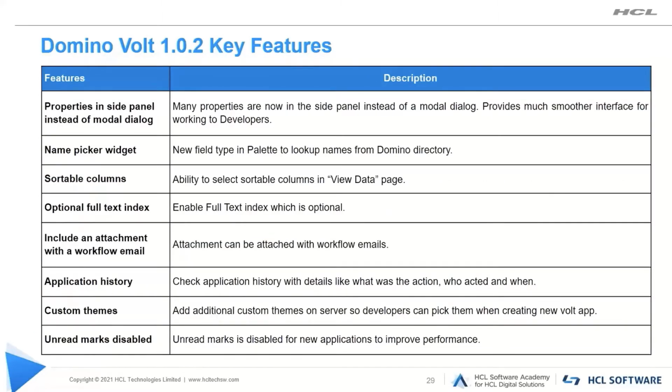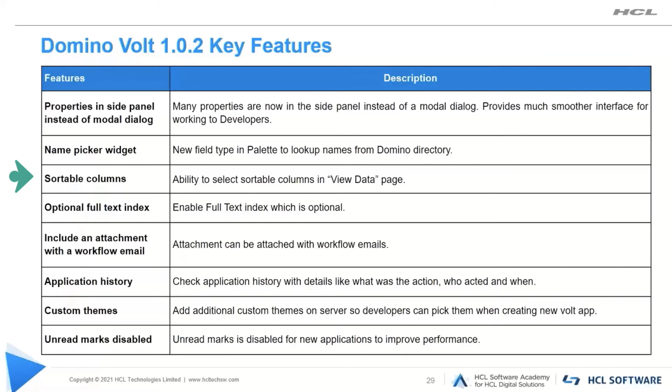Following are the key features of Domino Volt 102. Properties in the side panel instead of modal dialog. Most of the item properties are now provided in the side panel instead of modal dialog. So it provides a much smoother interface for working with the Volt app. Name picker widget. A new field type, name picker, has been introduced in the palette so that the end users can look up names directly from the Domino directory.